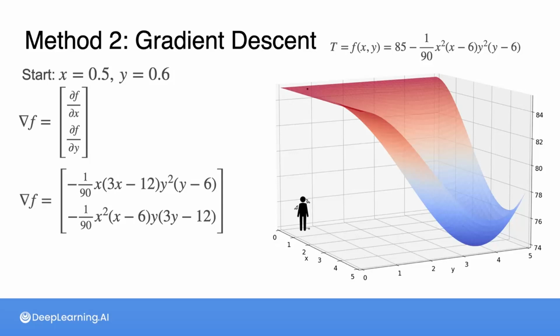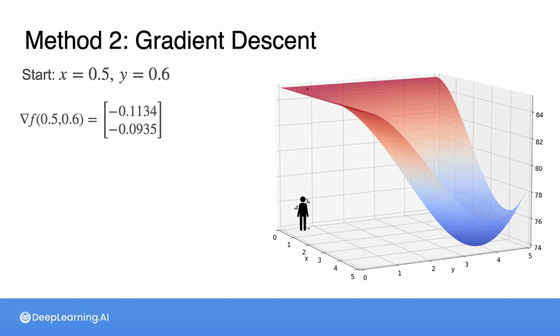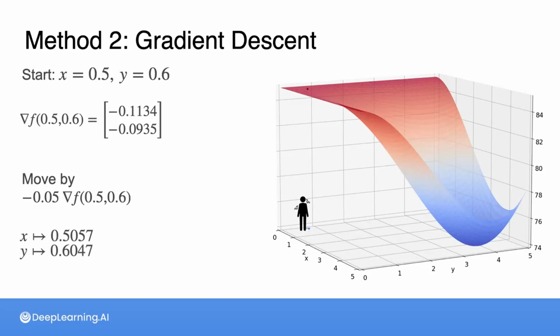Now, let's plug x equals 0.5 and y equals 0.6 into this vector to get the gradient over here at this point. And now, simply take a step. You move in the direction of the gradient times the learning rate, with a learning rate of 0.05. That gives you a new point. It's not (0.5, 0.6) anymore. Now it's (0.5057, 0.6047). So you move in that direction. Now you're just a little bit closer to the minimum point.